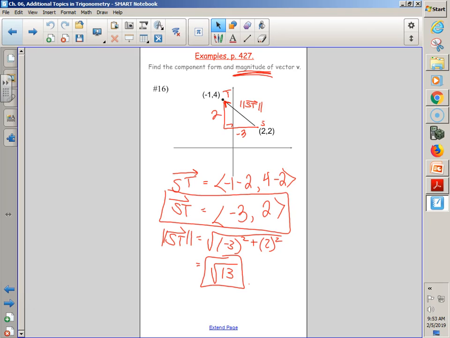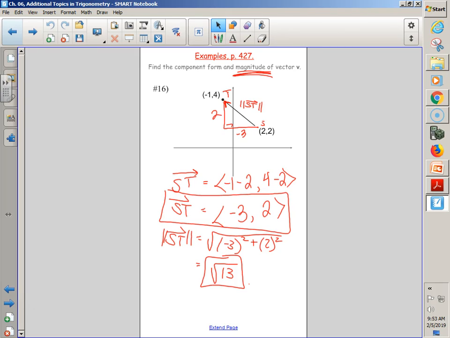What's the first number stand for? How far? Why am I going to say left? Because it's an x and it's negative. Good. So the first one's going to say how far left. I'm moving 3 to the left from the initial point. And then what's the second one stand for? 2, and specifically 2 up because it's a positive.